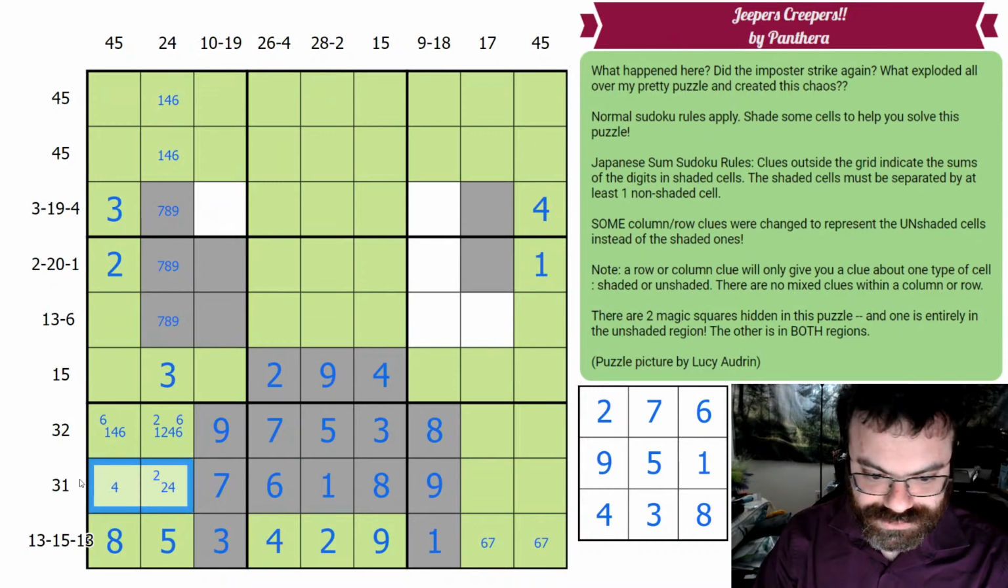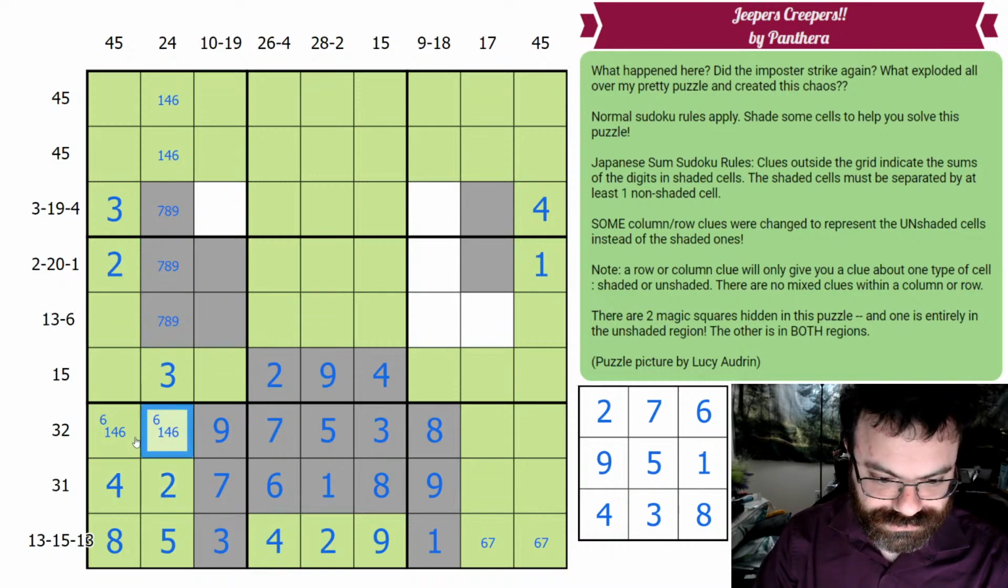Oh, these can't be 1 either. So this puts a 4 here, a 2 here. Oops, that's a 1, 6. That means this is 6. Oops, we already have a 6. Sorry, what am I talking about?